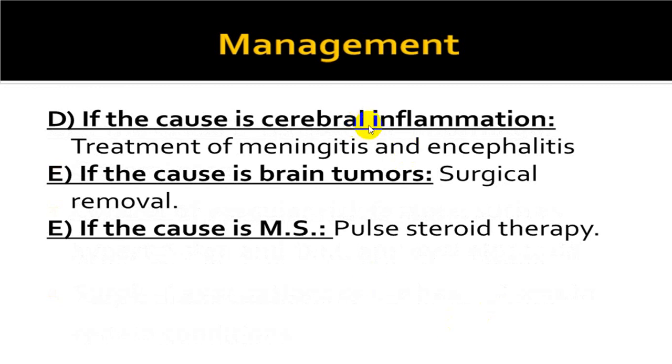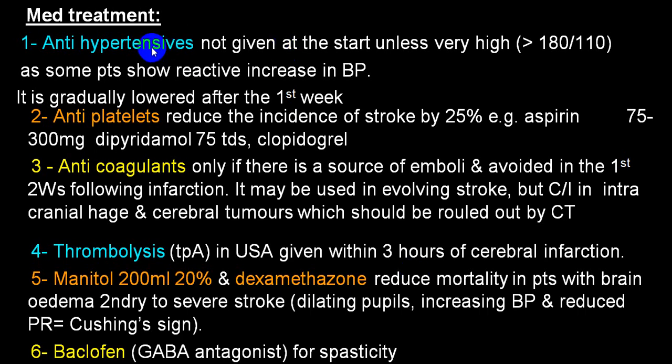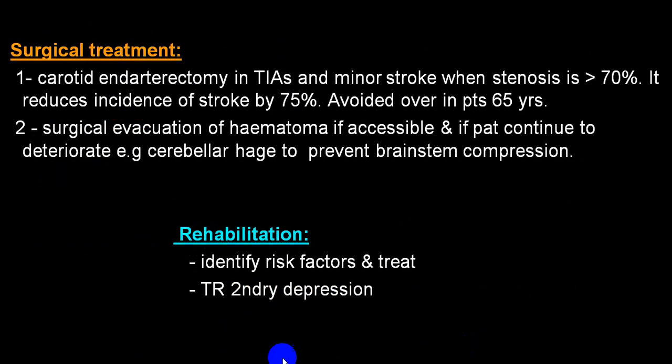In case of meningitis and encephalitis, treatment according to the disorders. Brain tumor, surgical removal. In case of multiple sclerosis, the person may require steroids. So antihypertensive, antiplatelet, anticoagulant, thrombolysis will be required in case of ischemic stroke. And in raised intracranial pressure, mannitol. You might require baclofen for reducing spasticity in the recovery phase. Surgical intervention in secondary prevention can be carotid endarterectomy or evacuation of hematoma in case of an intracranial hemorrhage.